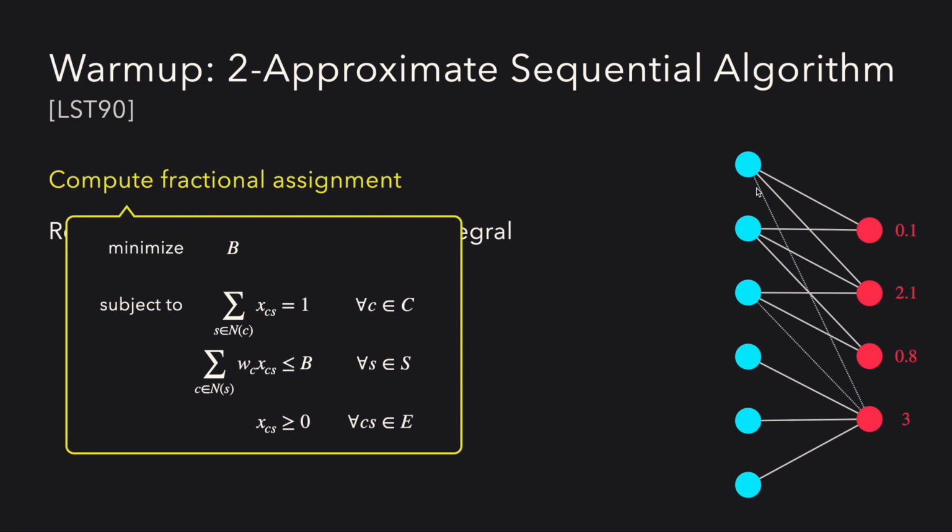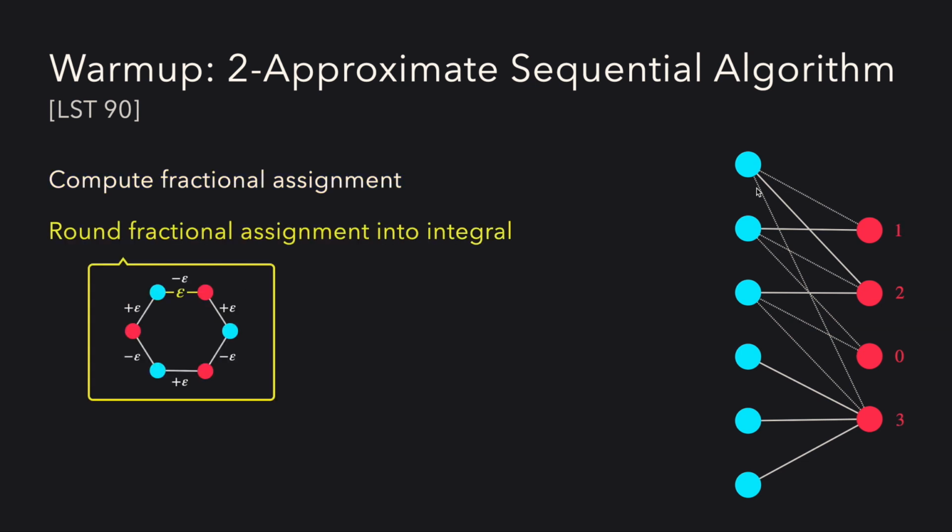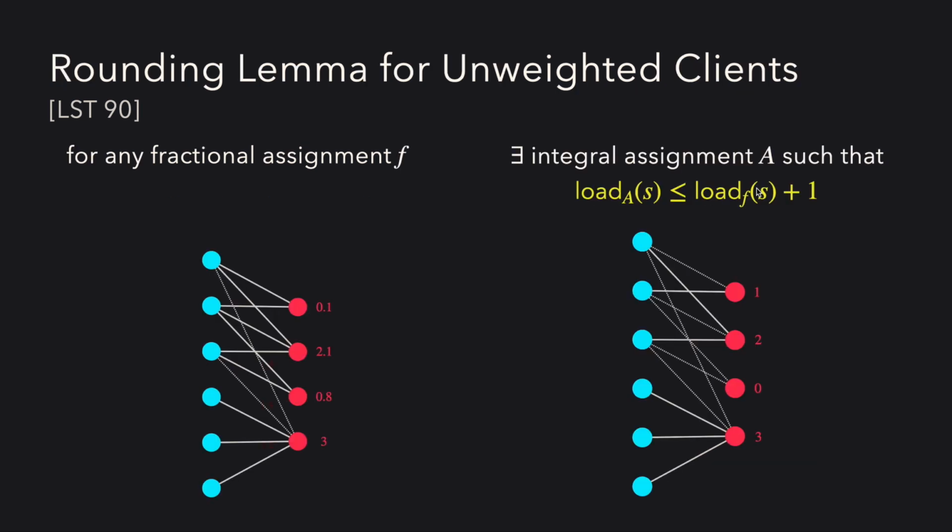In the sequential algorithm, the fractional assignment is computed via a linear program, and the rounding step uses cycle canceling. Neither of these steps can be simulated efficiently in the local model. In addition to the high-level approach, our algorithm will also leverage the fact that the fractional assignments can be rounded into integral assignments without much loss. More precisely, the sequential algorithm gives the following promise. Any fractional assignment on unweighted clients can be rounded into an integral one where the load of each server increases by at most 1. I'm going to refer to this proposition as the rounding lemma. Let's now see how we can compute a fractional assignment in the local model before returning to rounding.